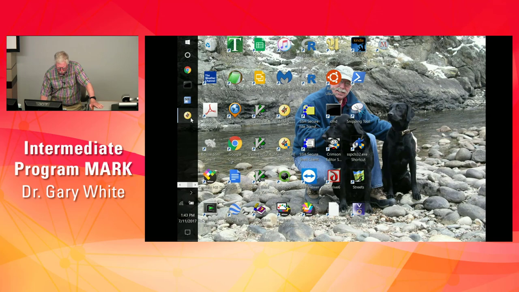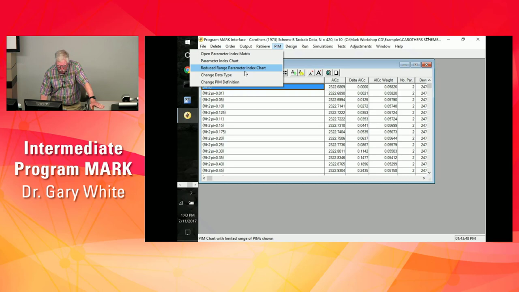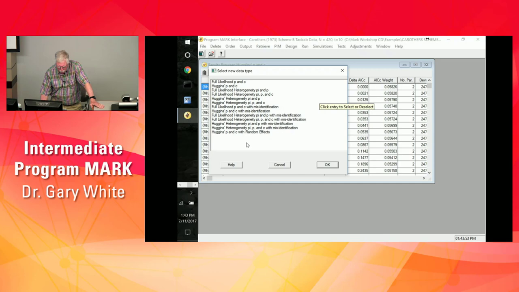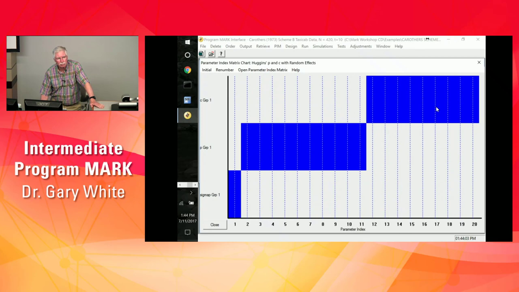Okay, so you got in originally and you ran the PNC Huggins model. When you want to jump to the other models, click PIM, change data type. There's that list again. So if I want to now run the Huggins PNC with random effects model, I highlight that, I go look at my PIM chart, and there's my sigma, my p's and my c's. So you haven't seen changing data type. Now, as long as you change to a data type that's compatible with the likelihood, you can use AIC to rank the models. But if you were to change to, say, full likelihood, the full likelihood models are not compatible with AIC and the likelihood. They're different likelihoods. So you've got to be a little careful. I'd let you get in trouble if you're not aware of what you're doing there. But all the Huggins models are compatible. You can rank those with AIC.